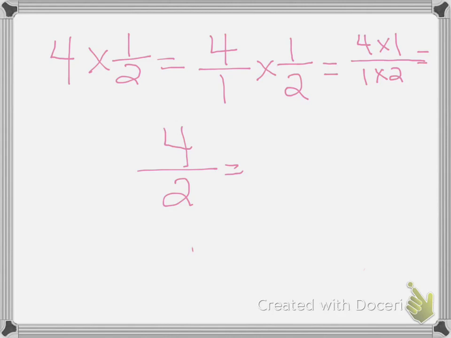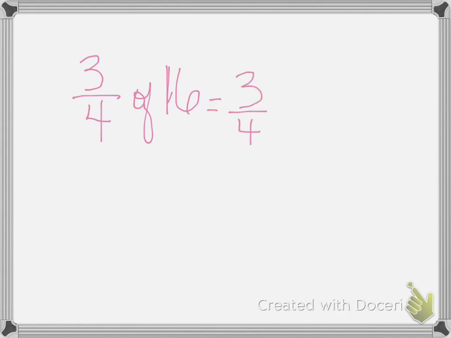But I can't leave an improper fraction, right? So I have to divide. 2 goes into 4 how many times? 2 times. So I would have a whole number of 2, not a fraction. So you can see how that one goes. It's not too hard. It's kind of easy. Let's try another one.